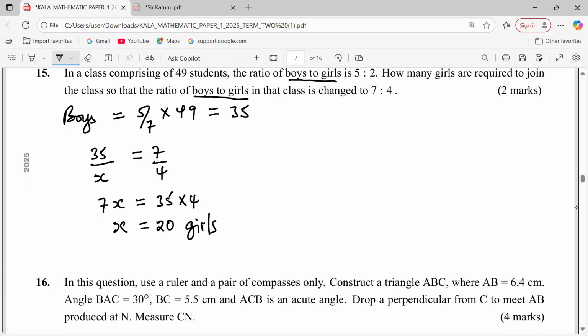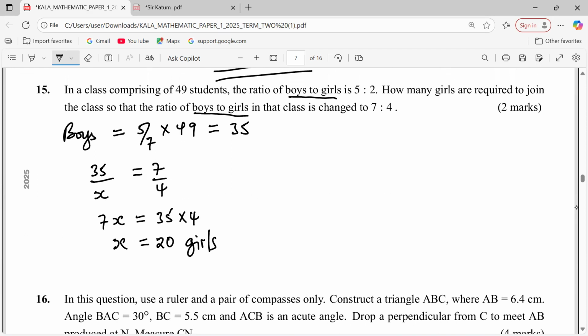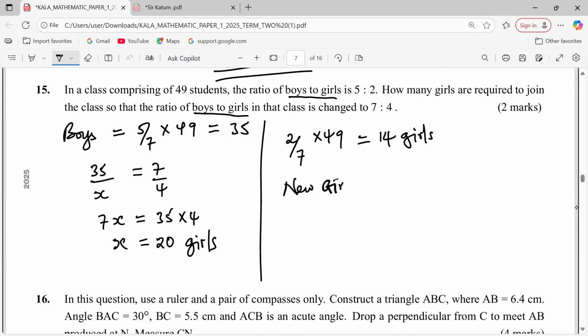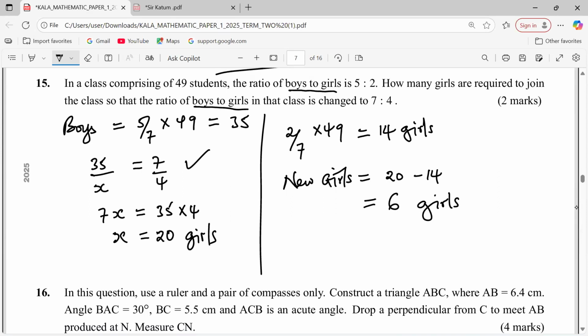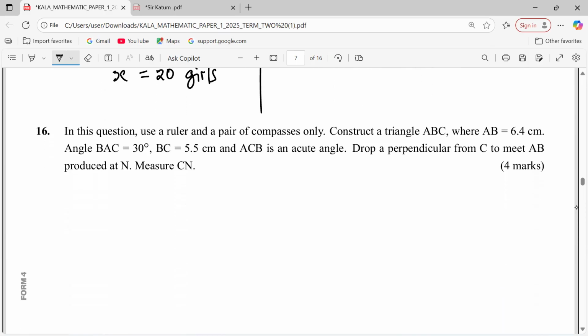What about the original number of girls? What was the original number of girls? The original number of girls is 2 out of 7 times 49, giving us 14 girls. So the girls added for the ratio to be this one should be 20 minus 14, giving us 6 new girls. So 6 girls are required to join this class for the ratio to adjust like that.